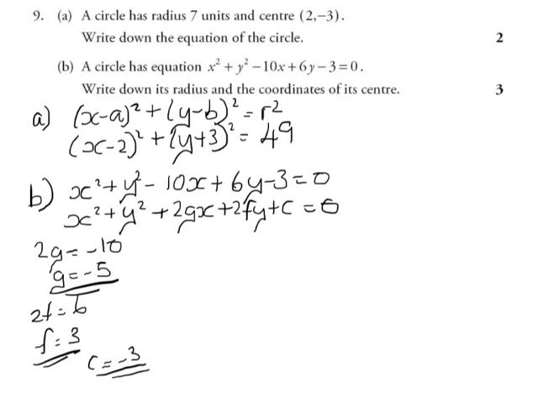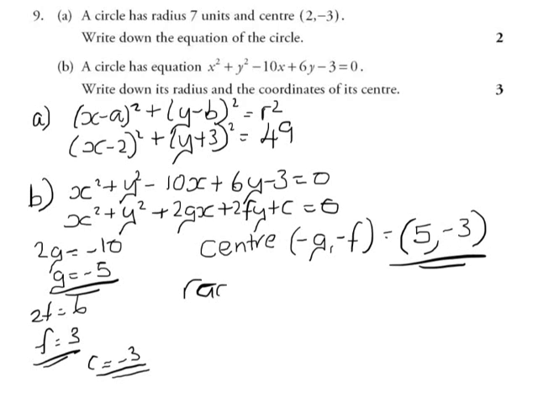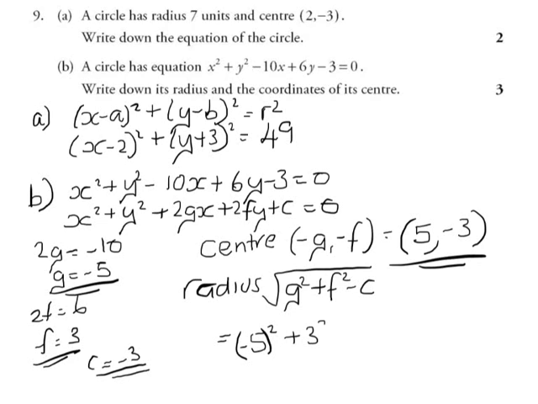Now I'm going to use those values to calculate the radius and centre. And again, check the formula sheet. The centre is negative g, negative f, which is going to be 5, minus 3. And the radius is g squared plus f squared minus c all square rooted, which is 5 squared plus 3 squared plus 3, all square rooted, which is root 37.